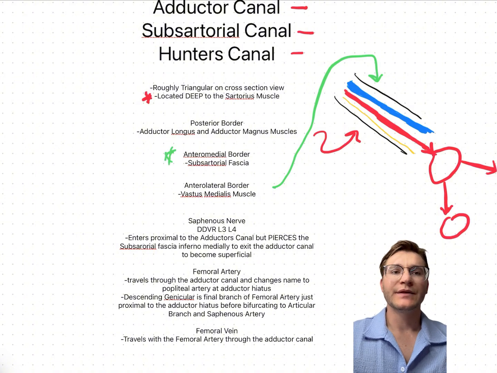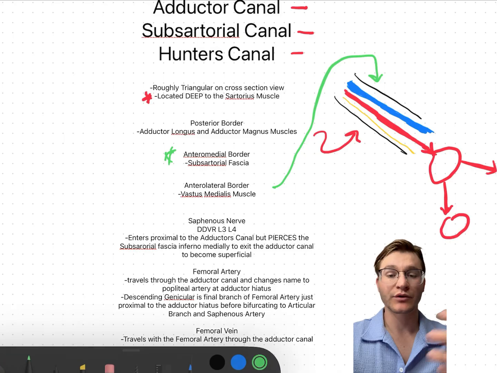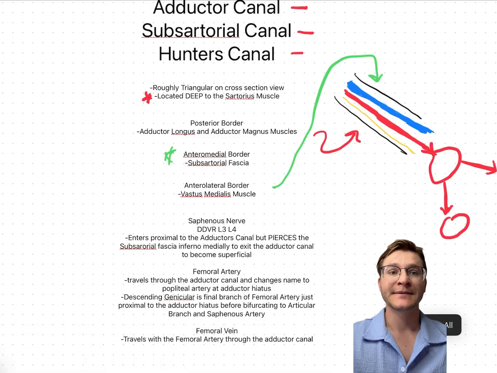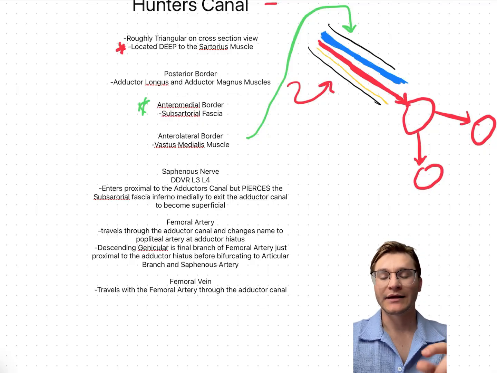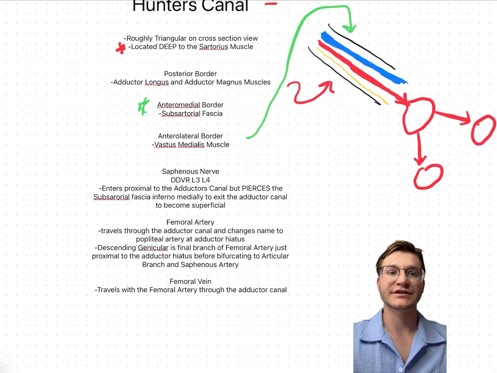Okay. The contents are going to be very important. These are structures that are very important, which is why we even recognize the space. It's our saphenous nerve, which runs medially through the body, our femoral artery, and more specifically, it's our superficial femoral artery, which has a couple branches, which we'll get into in just a second, and our femoral vein.